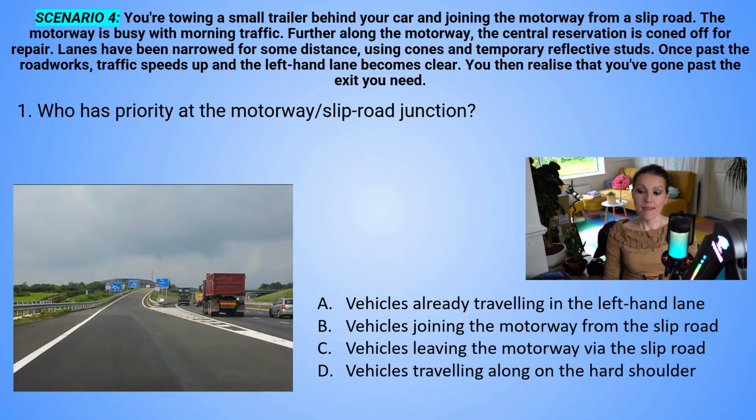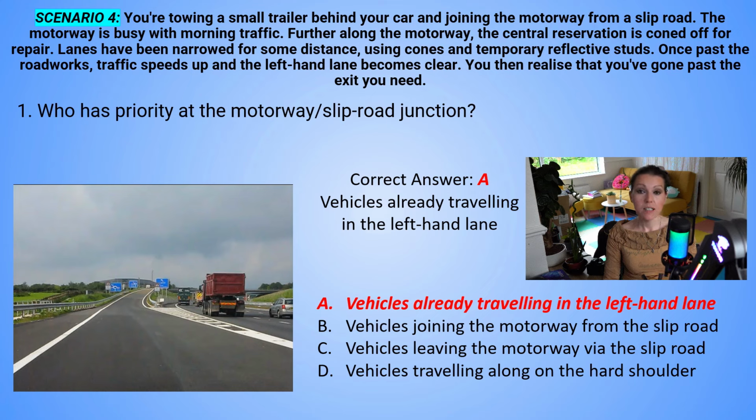A. Vehicles already traveling in the left-hand lane. B. Vehicles joining the motorway from the slip road. C. Vehicles leaving the motorway via the slip road. Or D. Vehicles traveling along on the hard shoulder. And the correct answer is A. Vehicles already traveling in the left-hand lane.